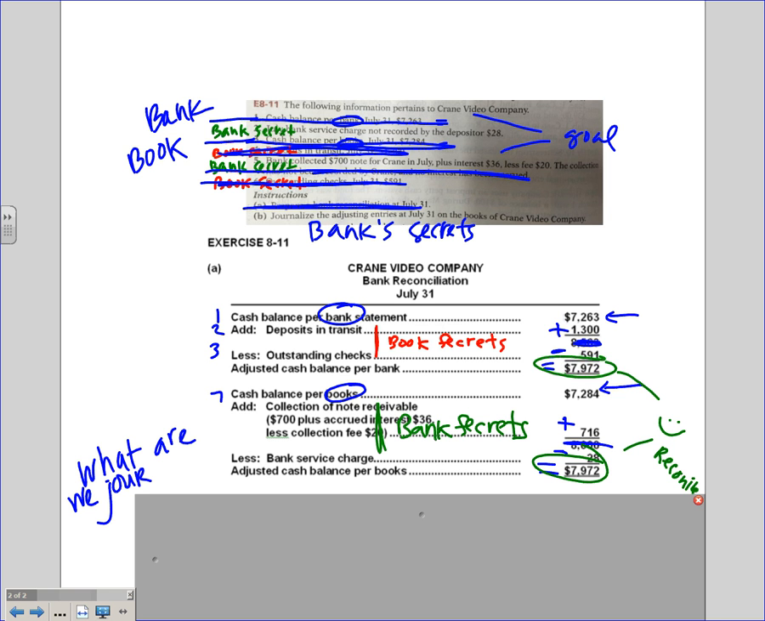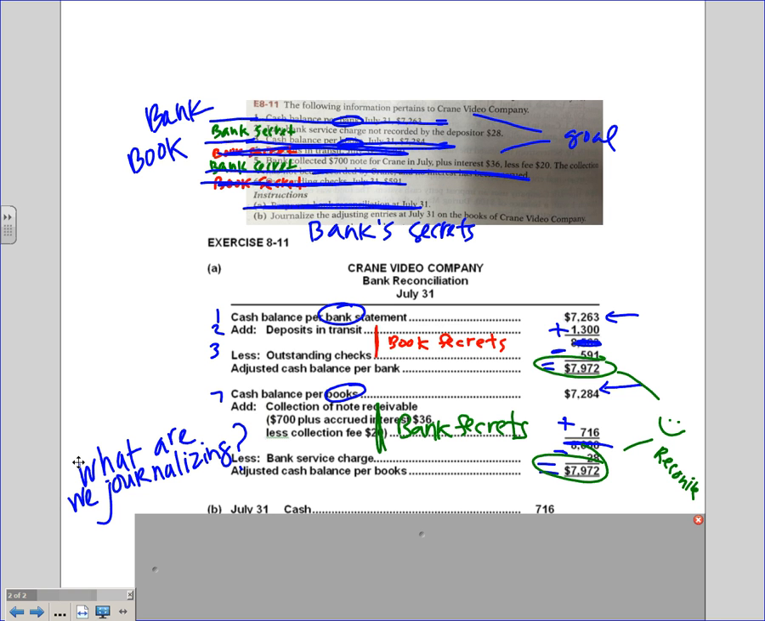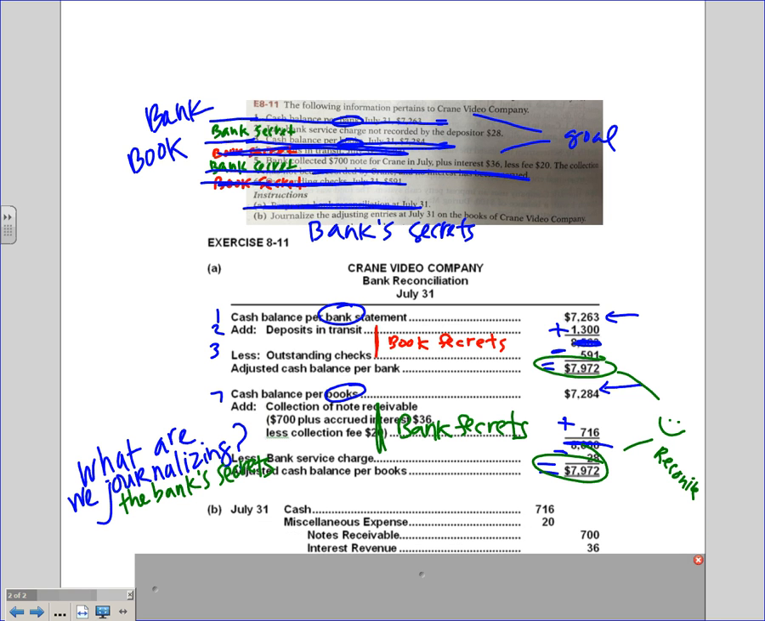What are we journalizing? Down here, what are we journalizing? Back on that page in your workbook. We're journalizing someone's secrets. Whose? The bank's secrets. According to this problem, we had 2. It's exactly what you just saw.